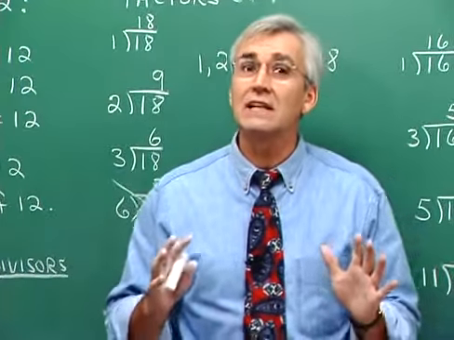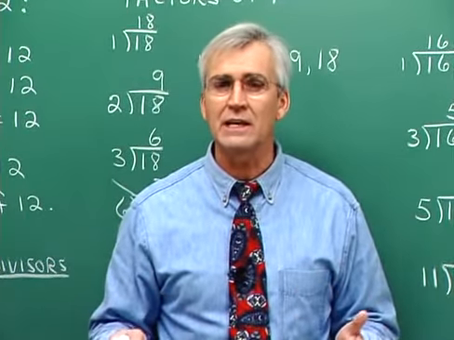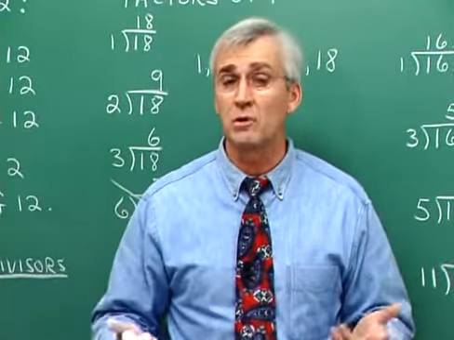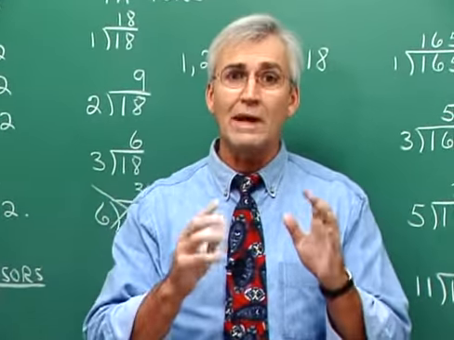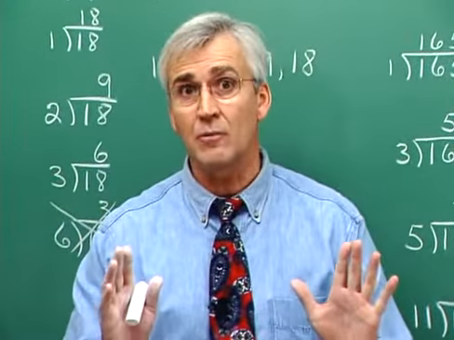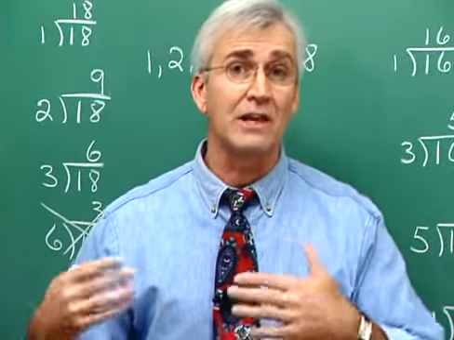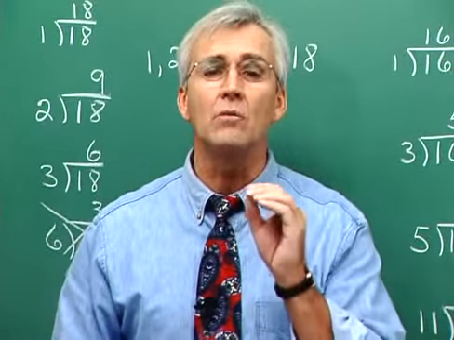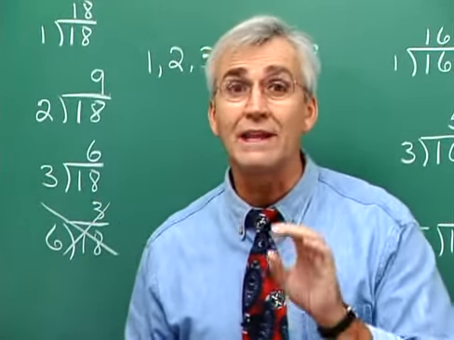Now, the divisibility test for 2 is fairly easy. If the number is an even number, then it is divisible by 2. So all we have to do to look to see if it's an even number is look at the last digit. If the last digit is an even number, 0, 2, 4, 6, 8, then we know that 2 will go into that number. All right, that's pretty easy.